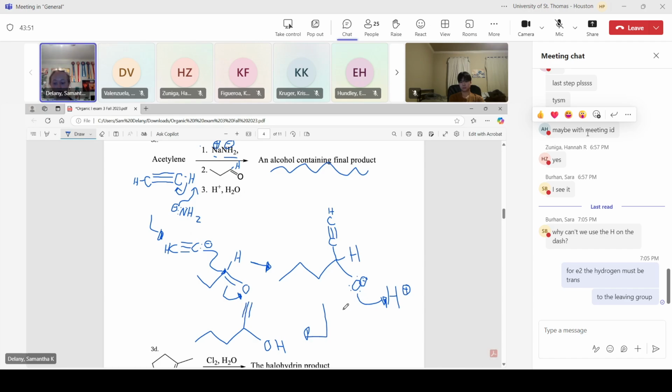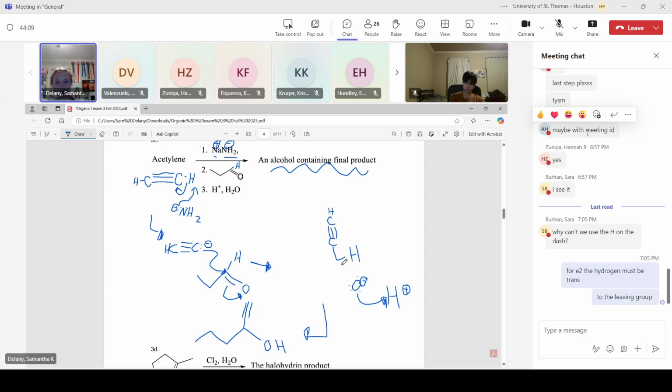Any questions on that mechanism? For this kind of question, it's really important for you to count your carbons. I think I might have added a carbon somewhere. 1, 2, 3, 1, 2. I did. As I said, it's very important.